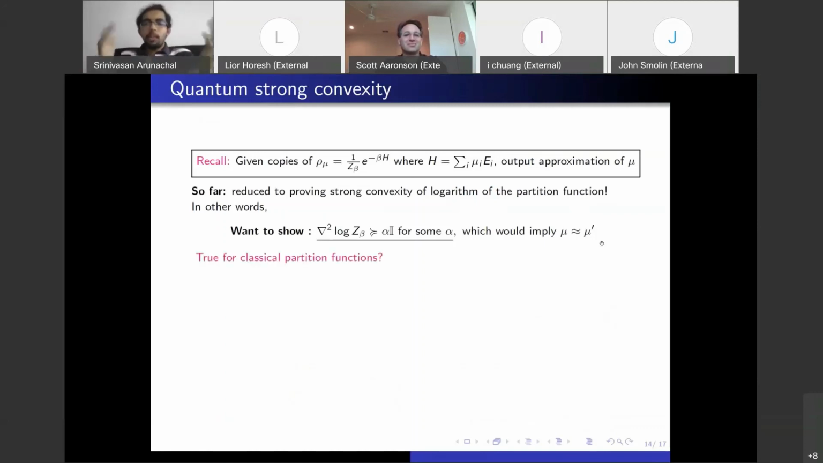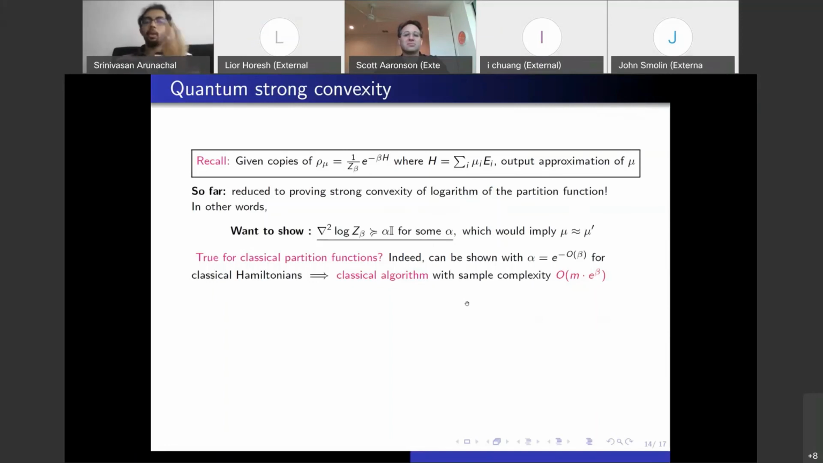Of course, the first question is whether this is even true for classical partition functions. Do we know that the Hessian of the log of the classical partition function is alpha strongly convex? Indeed, people have shown this a few years back. They showed that with alpha equal to e to the minus beta, it is strongly convex. This gives another way to obtain a learning algorithm whose sample complexity scales as m times e to the beta.